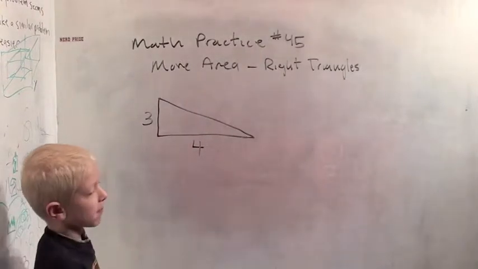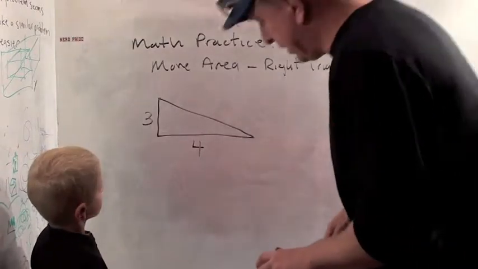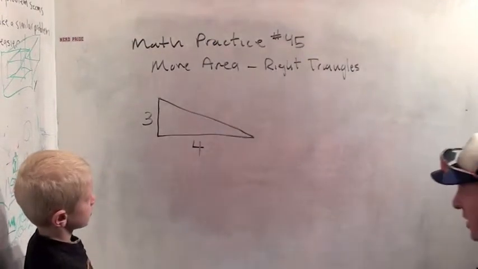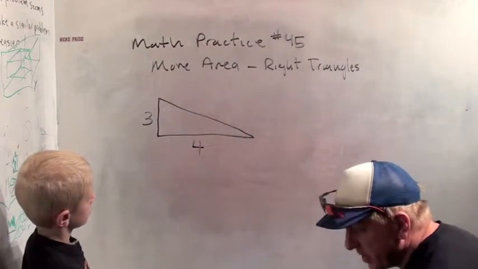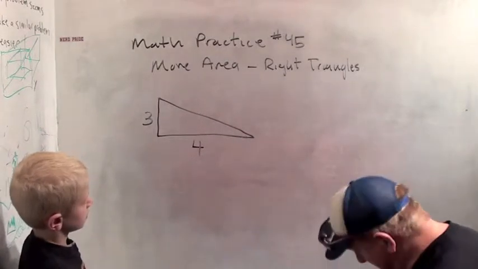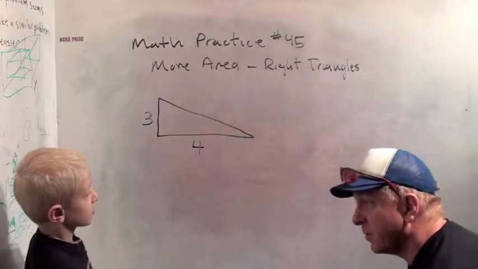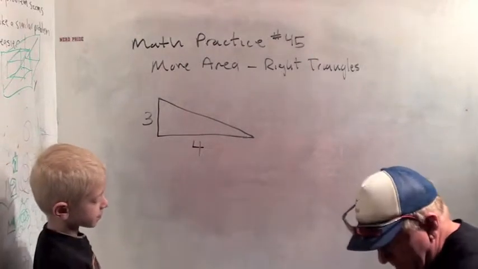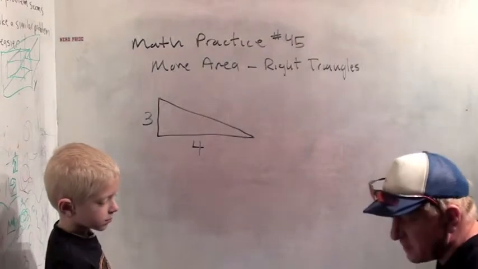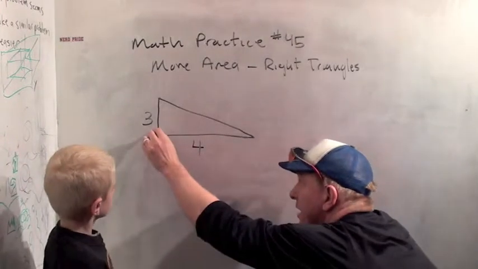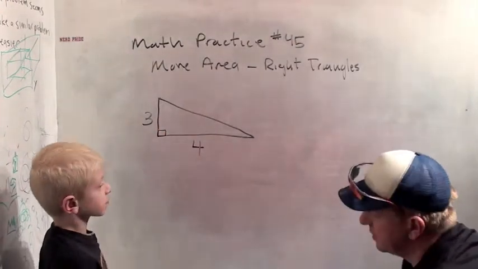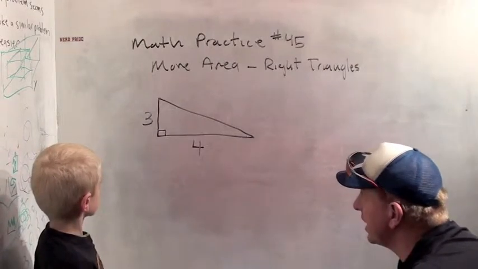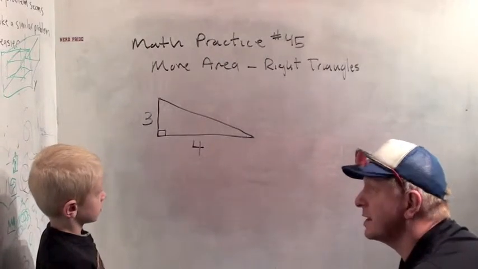Math Practice number 45. Today we're going to talk a little bit more about area, specifically how to find the area of right triangles. Do you know what a right triangle is? It's a triangle that has a right angle, and usually when we indicate a right angle, we make a little square like that.